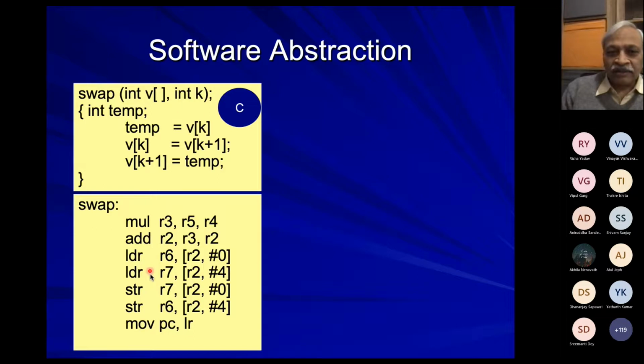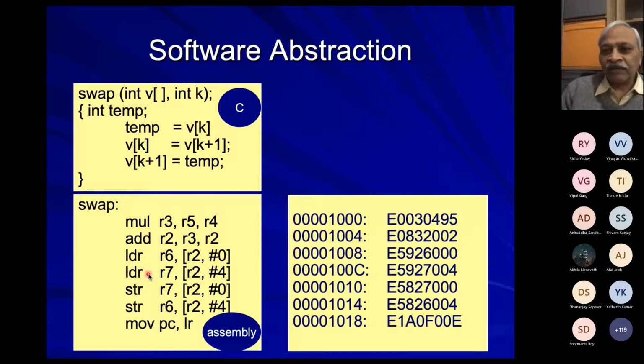Now here these instructions I've written in a symbolic form, in textual form, and the language which defines this is called assembly language. There is a close correspondence between these instructions at assembly level and machine level. So what I'm showing here is the hexadecimal code of various instructions. So how do we get that? Don't worry about that here.